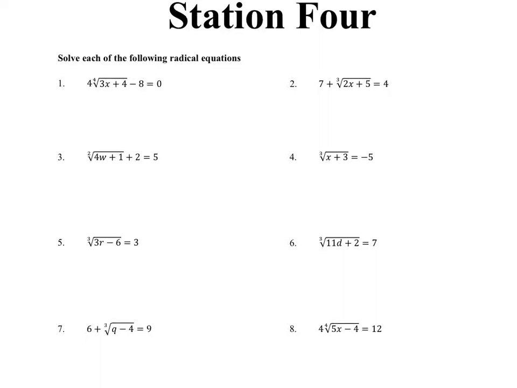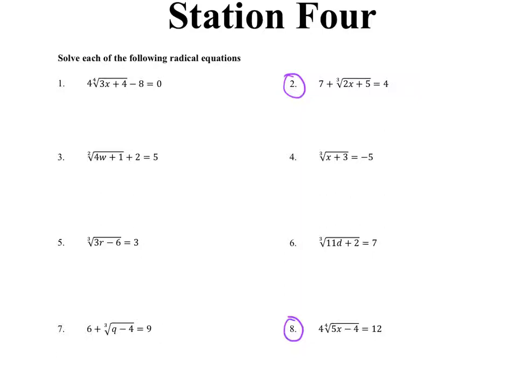Station 4 is about solving radical equations that are radicals other than square roots. So this is cube roots, fourth roots, and fifth roots. We're going to use a similar process that we did in station 3 when solving square root equations, but we're just going to be raising to a different power since we have different roots. So I'm going to go over example 2 and 8 on station 4 in order to help you understand how to solve these types of equations.